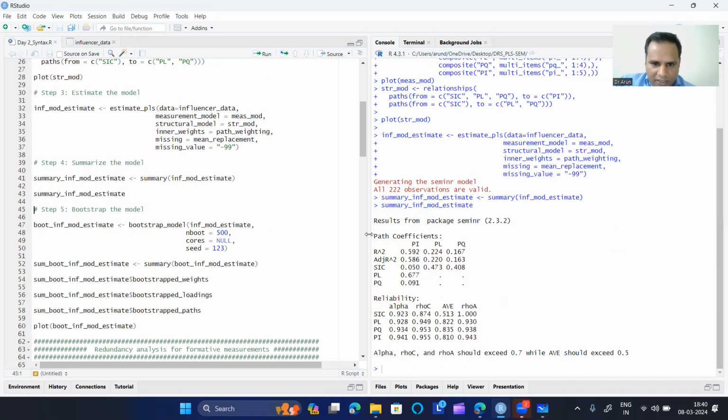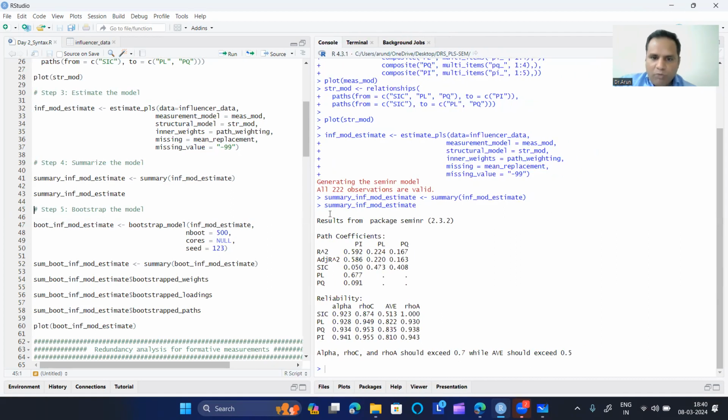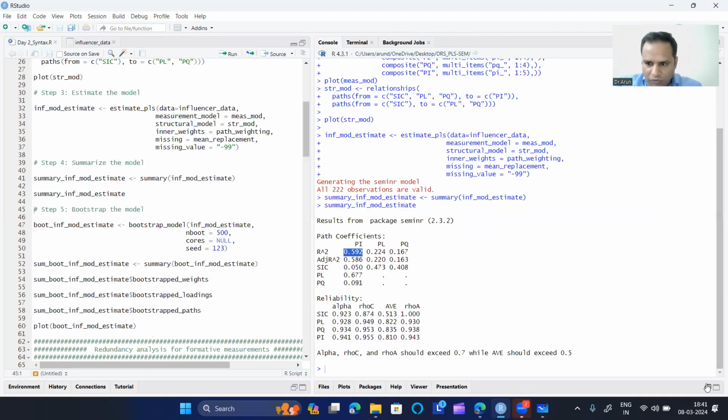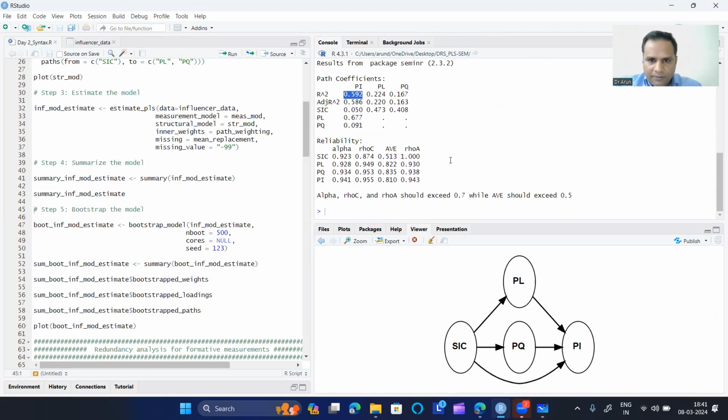Now here you can see, when I summarize the model and just type the vector, here you see the path coefficients. Let's try to interpret, though there is no p value or t value. So what is the r square? The r square from SIC to PI. You remember PI is our main endogenous construct, the main dependent variable. So all the three, SIC, PL and PQ. Let me have this model before you so that you are able to understand.